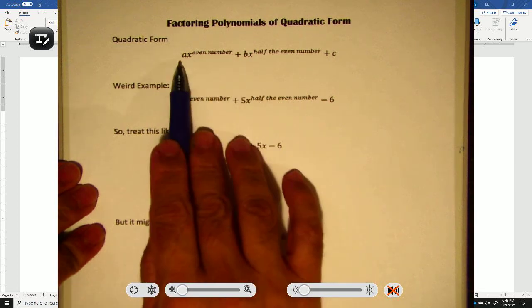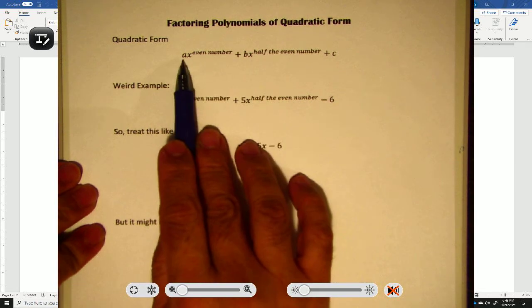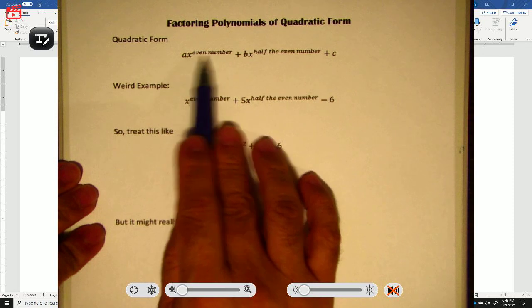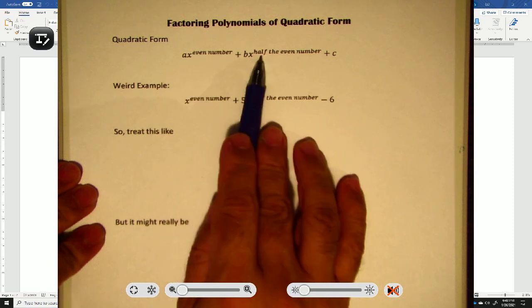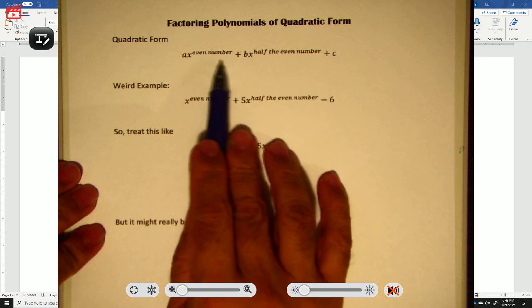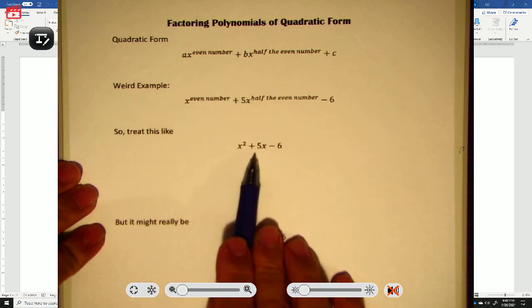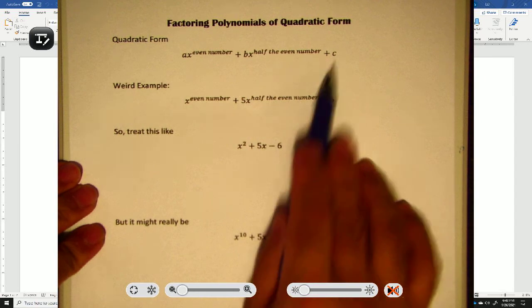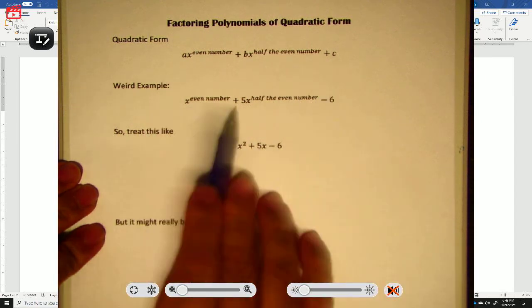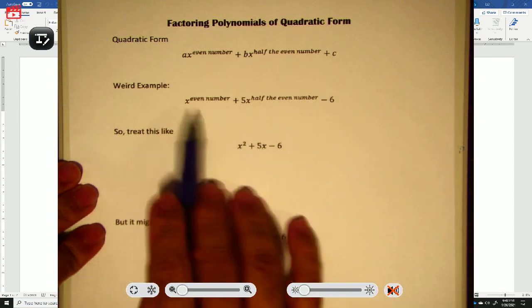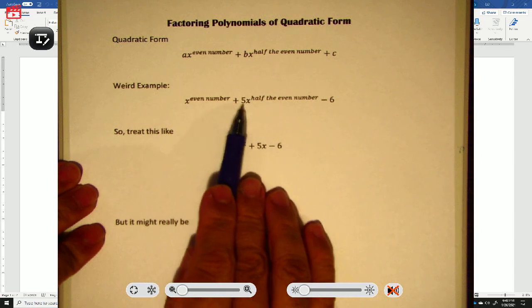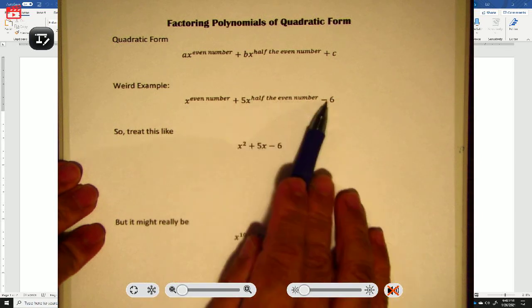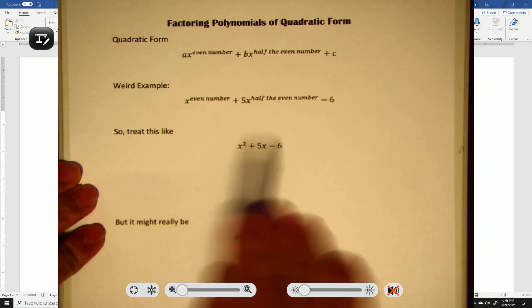So I want you to notice that you can have a leading coefficient, a, x, and you have an even exponent. So it's an even number exponent. And then the middle term will have half that even number, okay? And of course, there's a b as the coefficient, like b is 5 here, and a constant, okay? So here's a weird example. What I'm doing is I'm claiming that you can have an even exponent plus 5x to half the even exponent and minus 6. So this is the lowest it could be, right?